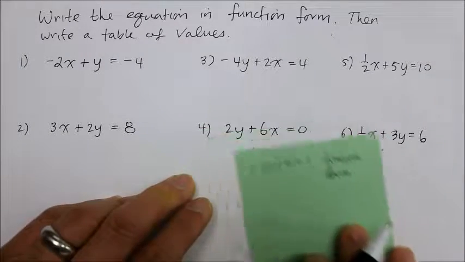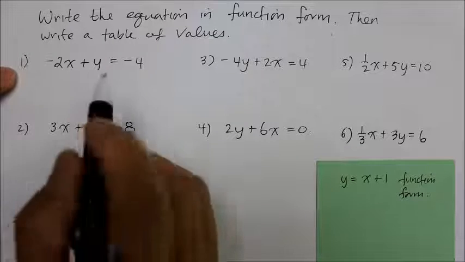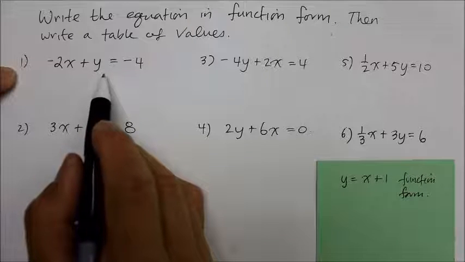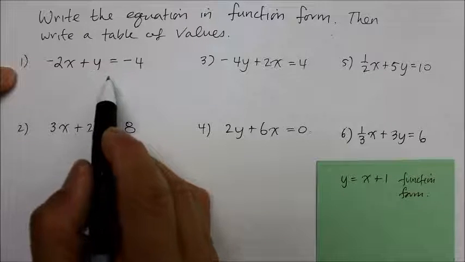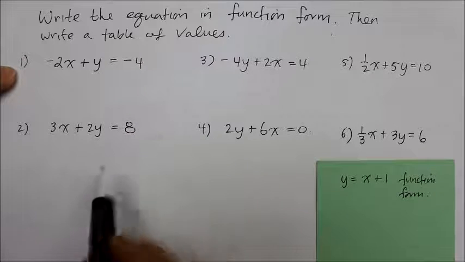And so the direction is, on numbers 1 through 6, we are to write this in a function form. And then they also want us to write a table of values. I've got some easy way of doing that for you, okay? Check this one out. I'll do the easy ones and you try the hard ones over here.